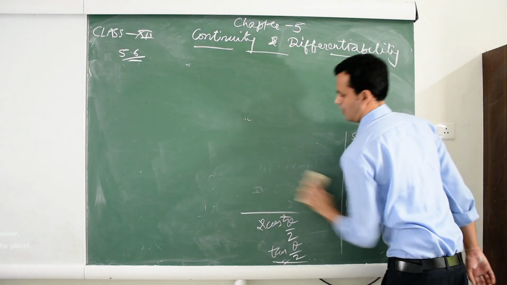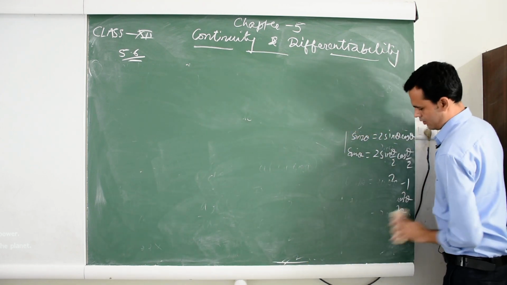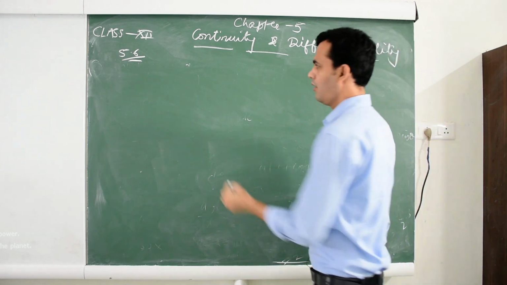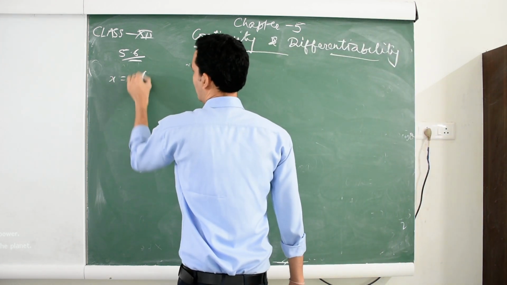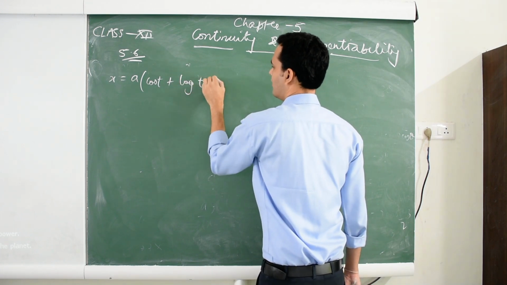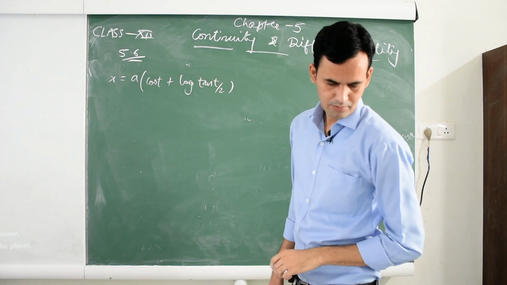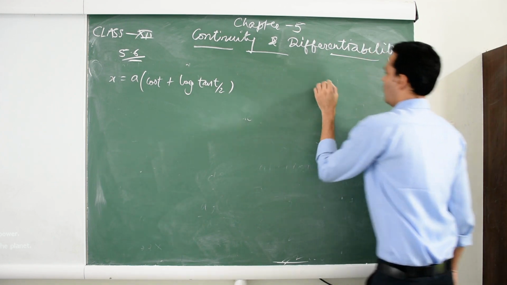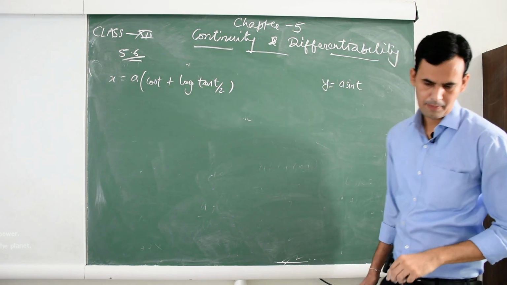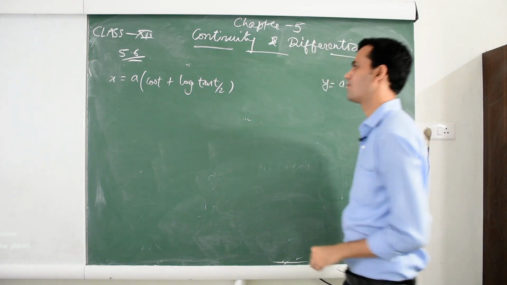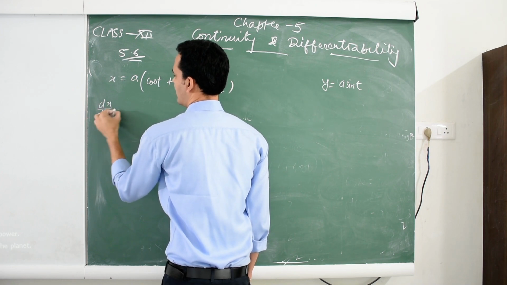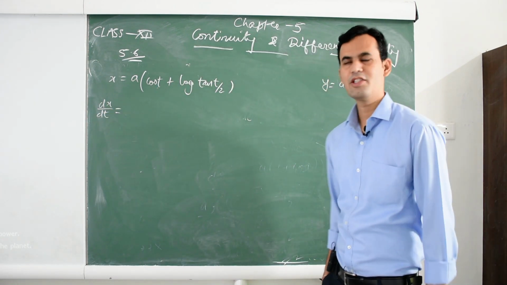Question number 8. x equals a cos t plus log tan t by 2, and y equals a sin t. Okay. So differentiate it with respect to t, because here we have t as parameter.